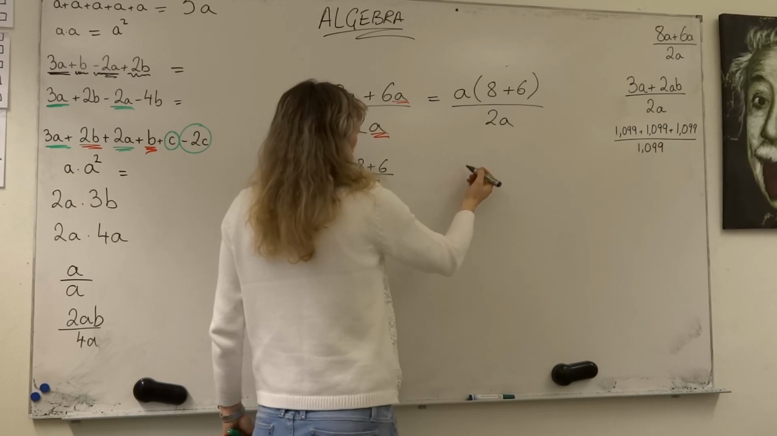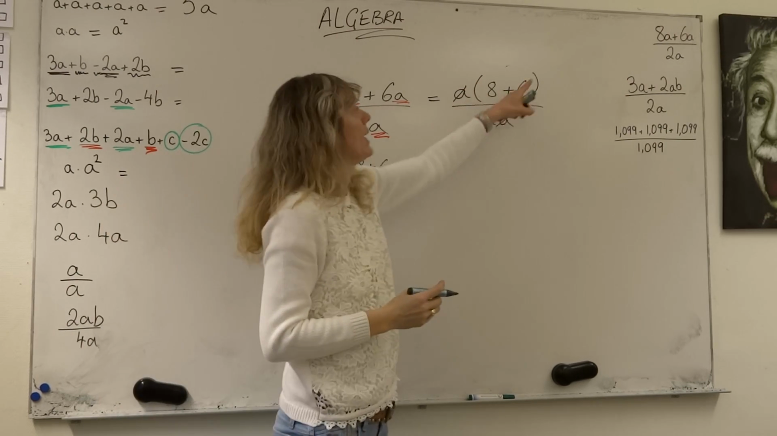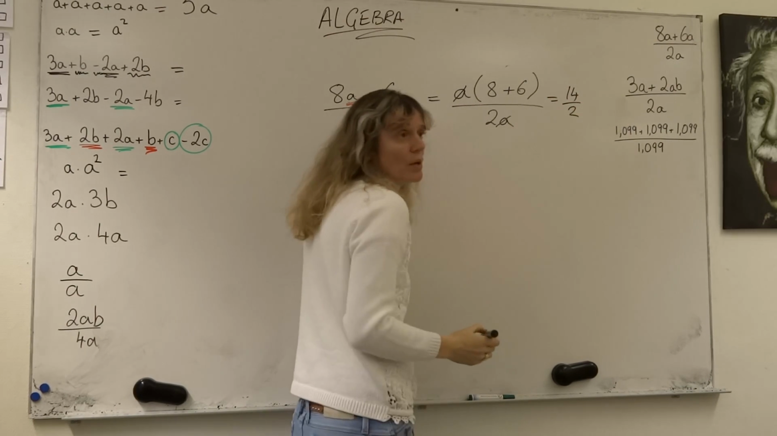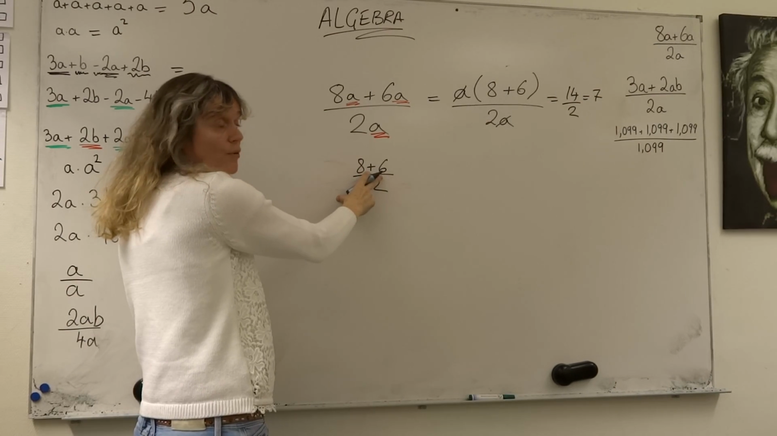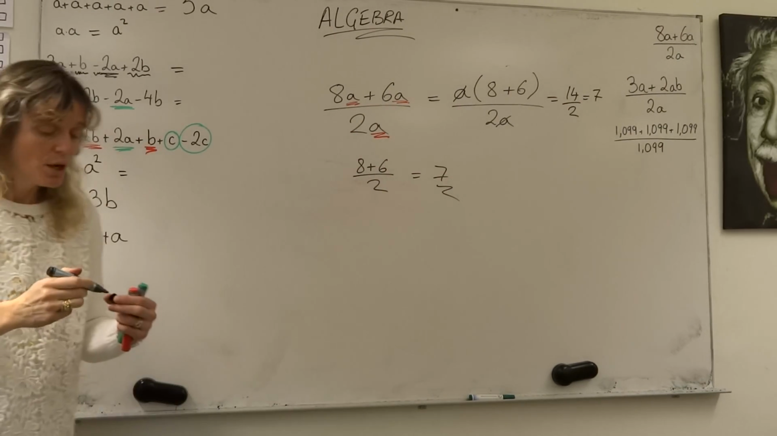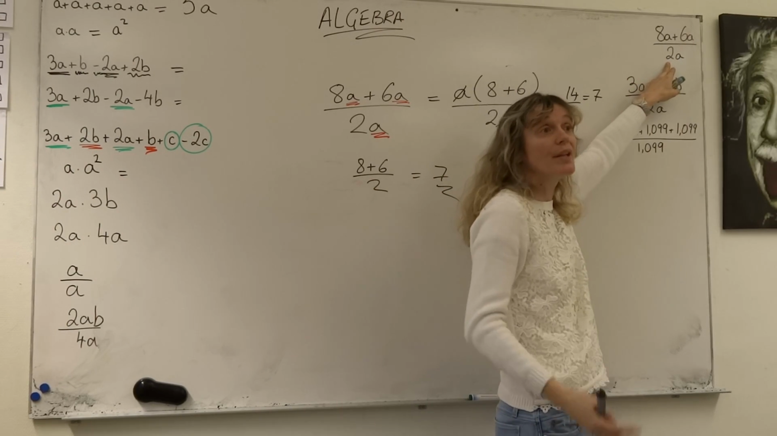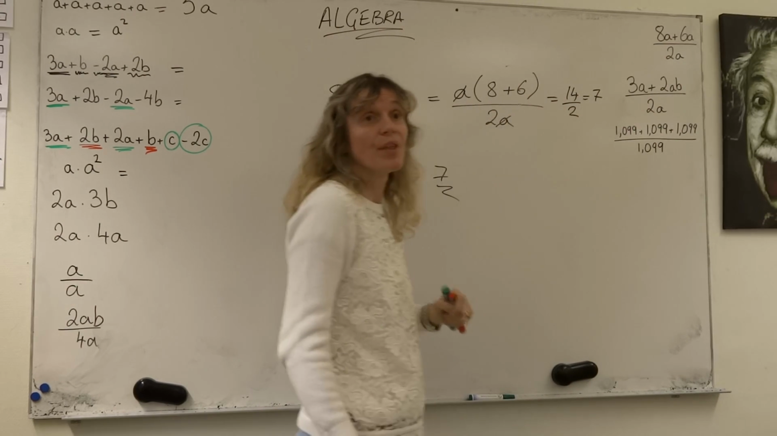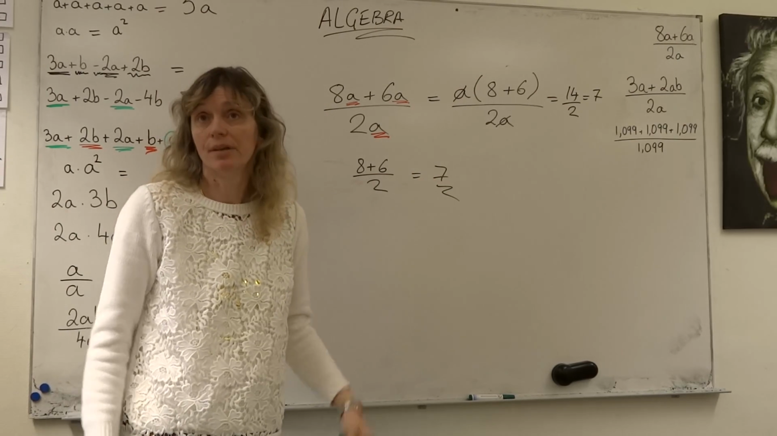Now I can say, well, a is up there and down here, so they cancel. And I know that 8 plus 6 is 14. So I get that it equals 14 divided by 2, which equals 7, which is what I would have got here. 8 plus 6 is 14. 14 divided by 2 equals 7. So this complicated looking expression actually just ended up to give you a real number. Instead of a variable, we now had an answer. That the answer to 8a plus 6a divided by 2a is 7.